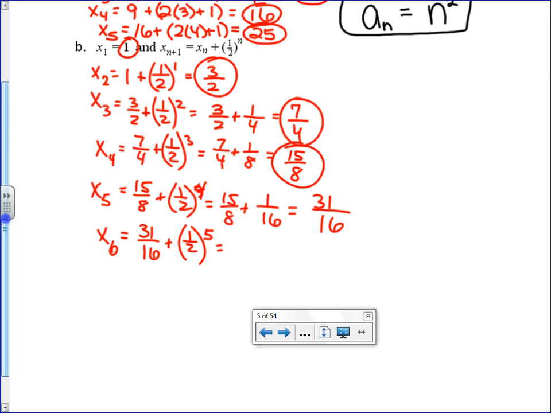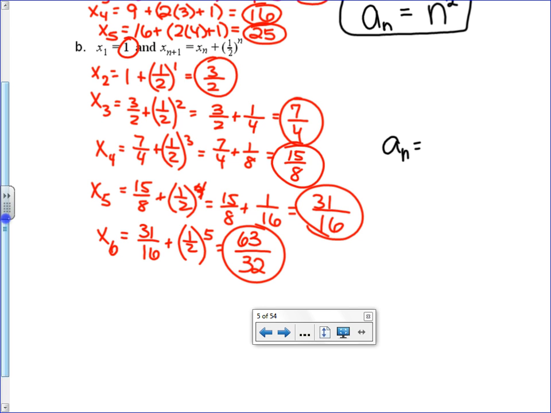Oh, okay, hold on, let's get this one. What's this one going to be? So it's going to be over 32. 32, good. And this one is going to be? 63. Yeah. Okay. This is messy. Can we figure out a formula?